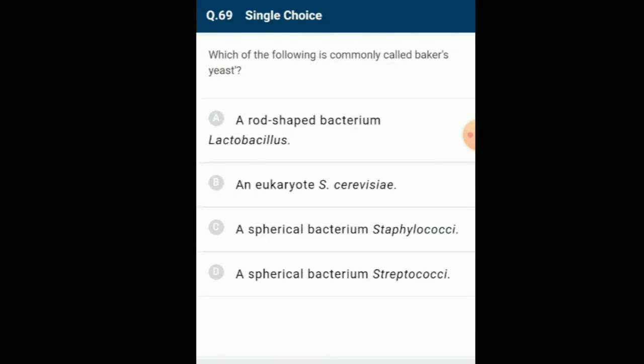Question number 69. Which of the following is commonly called Bacchus yeast? Saccharomyces cerevisiae is commonly known as Bacchus yeast or brewer's yeast. It is used for bread making. It is also used for production of beverages like whiskey, wine, brandy, and rum. It is used for fermenting fruit juices and malted cereals for making ethanol. So the answer is option B, the eukaryote Saccharomyces cerevisiae.